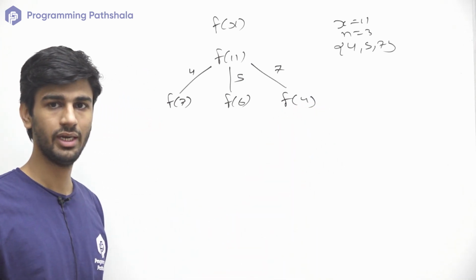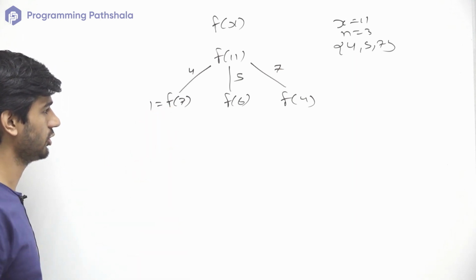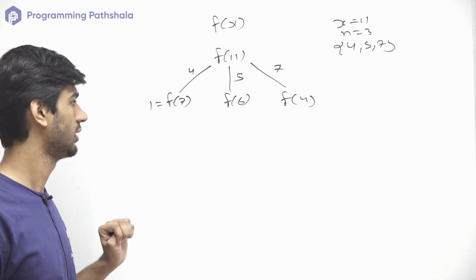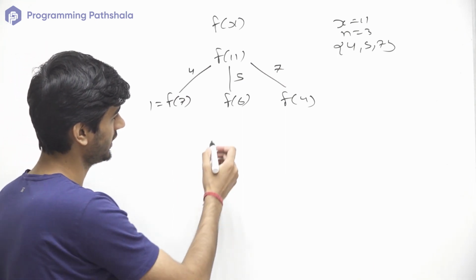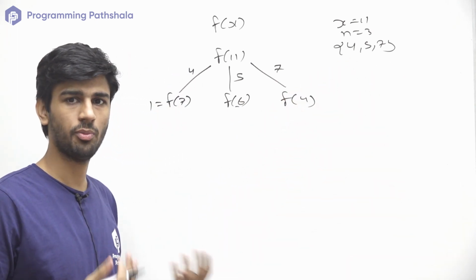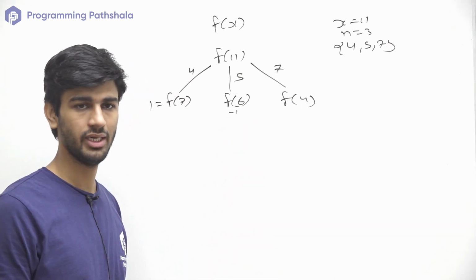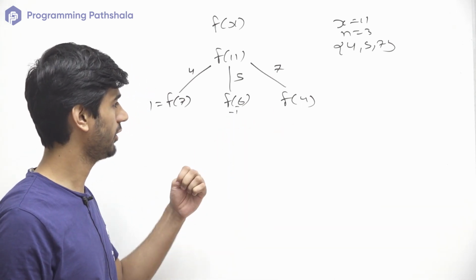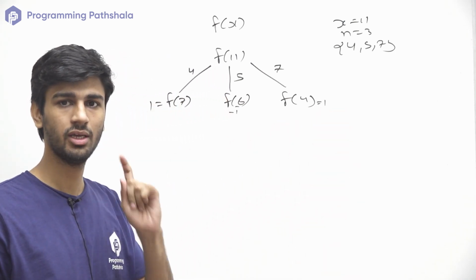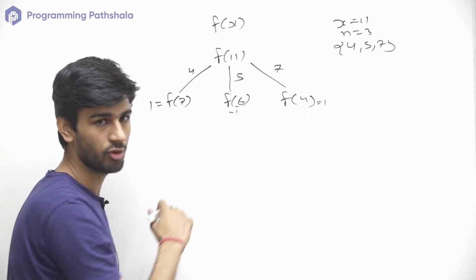4, right? Now, can we say that the value of f of 7 will be 1? Because we only require one coin to get a sum of 7, right? Okay, and it is impossible to get a sum of 6 using these 3 values of coins, right? And according to the problem statement, in that case the answer should be, or the value should be, -1, right? And the value for f of 4 will also be 1, because to get a sum of 4 also we require only one coin. Okay, now we know the answer for all these 3 possible cases.